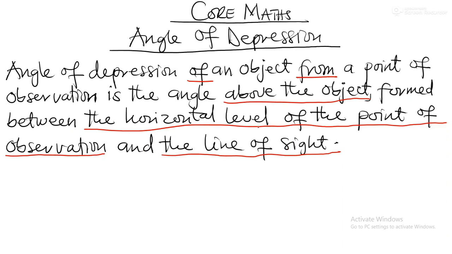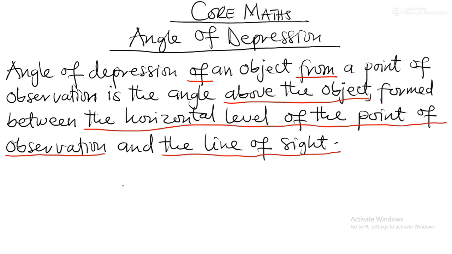So I hope you are okay. Always take note of the "of" and "from". It is the angle of depression of an object from a point. You always have to take note of these words, "of" and "from". Right. So students, this is how far we have looked at angle of depression and angle of elevation. I hope you get the concept.